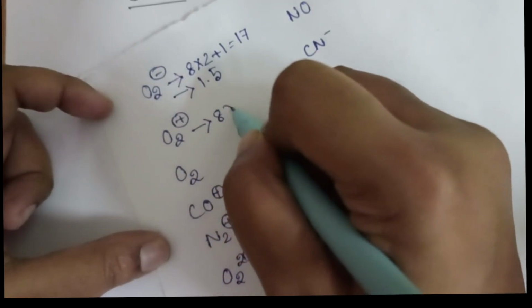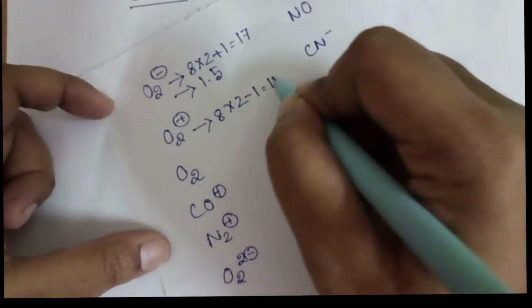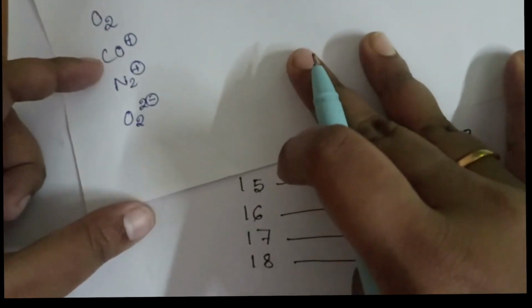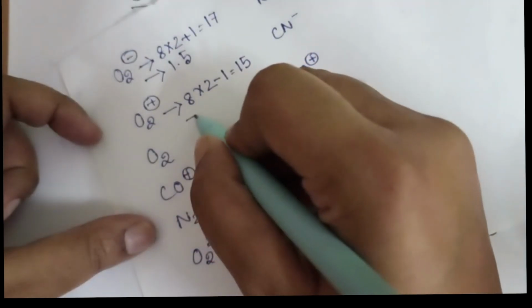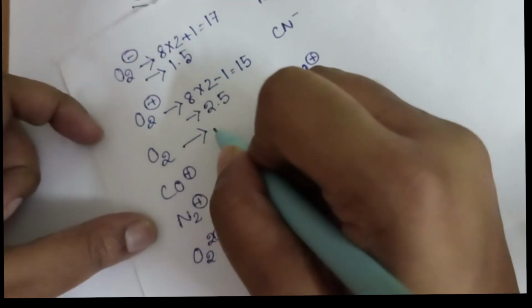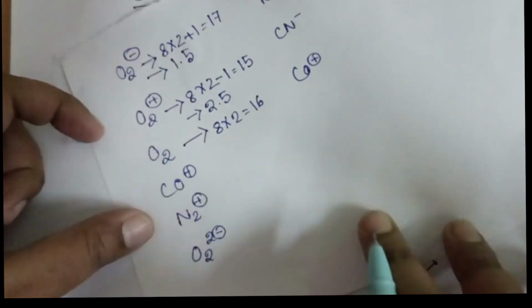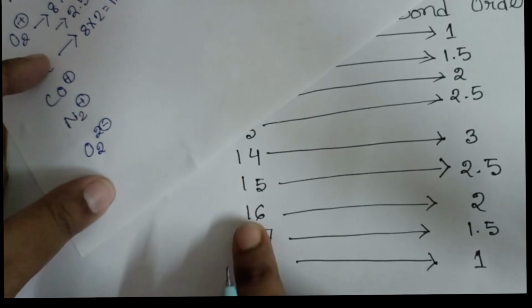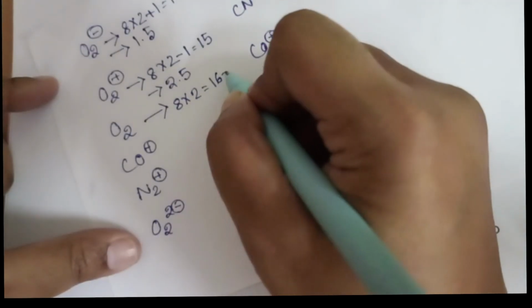In O2 plus there will be 8 into 2, and as there will be minus 1, the total number of electrons is 15, and as per the rule there is 2.5. So the bond order of O2 plus is 2.5. In O2 there is 8 into 2, so the total number of electrons is 16, and as per the rule the bond order is 2.